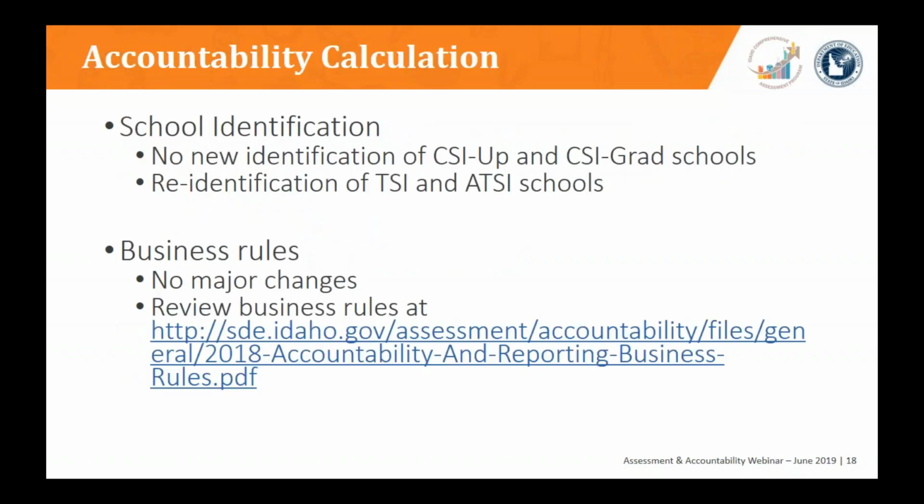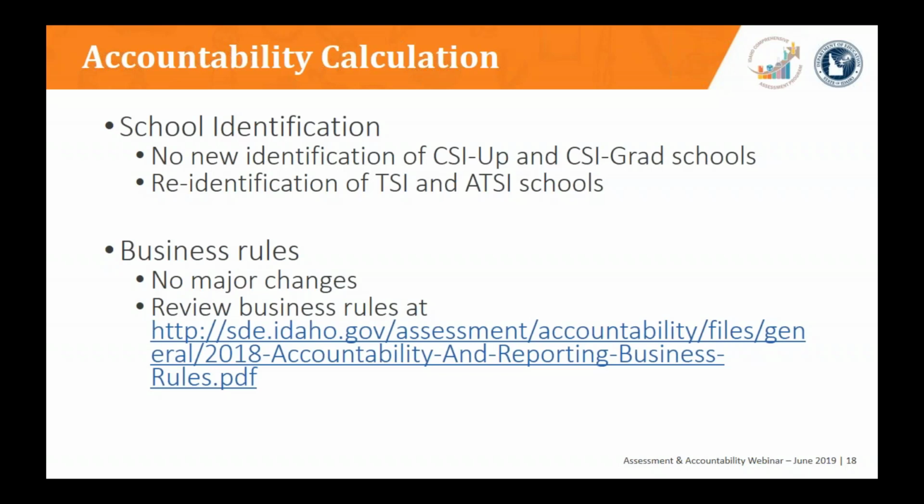Once we have the appeal data complete and lined up with all that information from IC, we're going to move on to this year's accountability calculation. Although we're going to run the CSI up and CSI grad calculations this year, this is just a note that we will not have new identifications for those categories, but we will have new identifications for TSI and ATSI. And if you want to look at the business rules, we don't anticipate any major changes right now, and you can review last year's rules at the link on this slide, and we'll provide updates as needed.